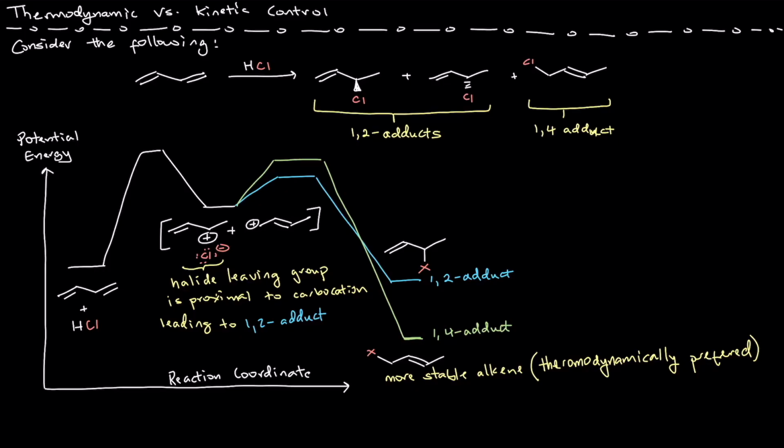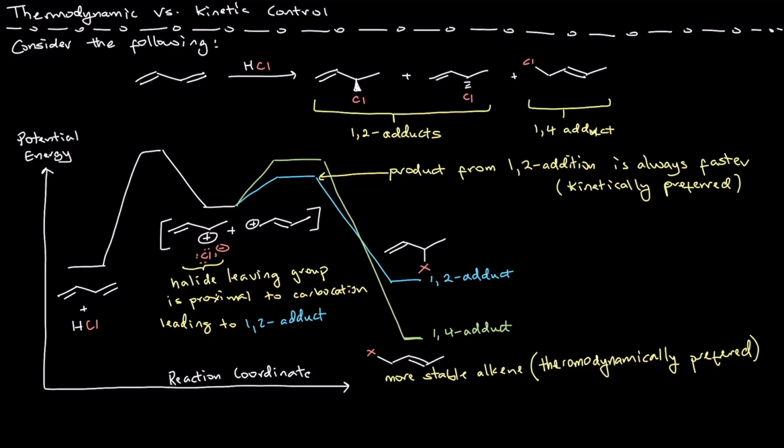And so that 1,4 adduct is going to be thermodynamically preferred because it's the most stable alkene, while the 1,2 adduct is always going to be faster because of that proximity effect, because that chloride is very close to that carbon 2 upon the carbocation formation.